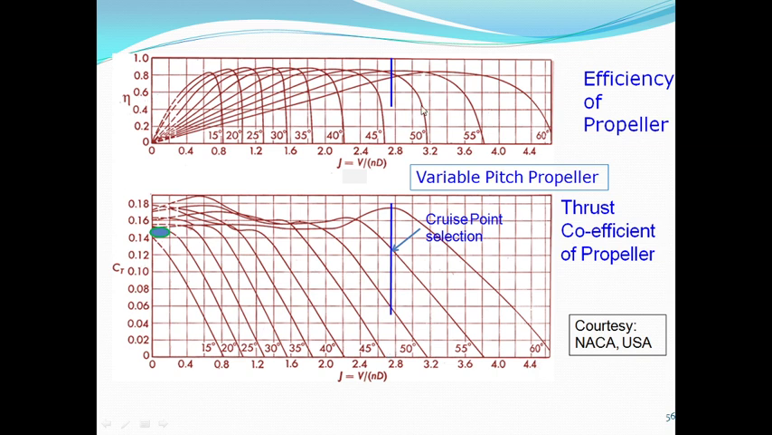Again, it's similar to this, but here we are trying to plot the thrust coefficient. This is the propulsive thrust coefficient. We know that at takeoff you need high thrust, and as you go further and further, the thrust will come down.